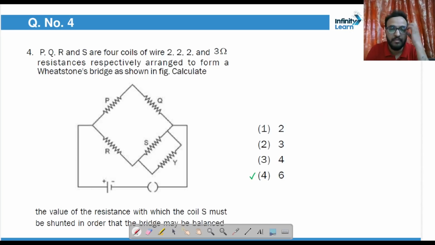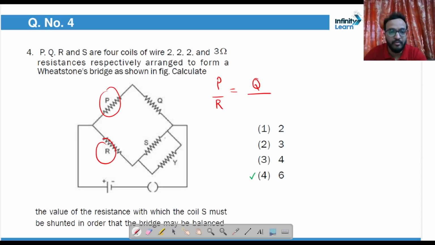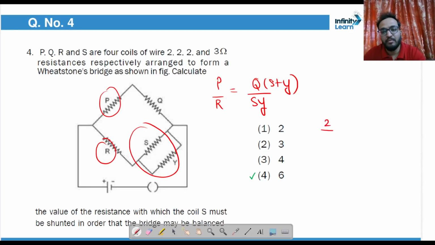Now, question number 4. Now they are saying that this is a Wheatstone bridge. If it is a Wheatstone bridge, then P upon R is equal to Q upon the equivalent of this, Sy upon S plus Y. Now you solve it. It is 2 by 2 is equal to 2 by 3y into 3 plus y.